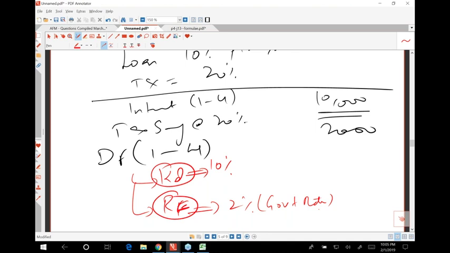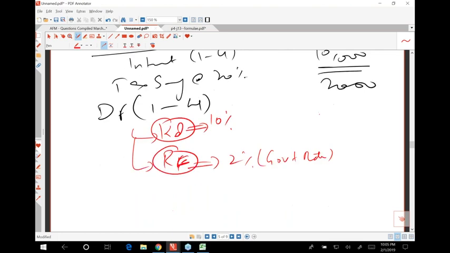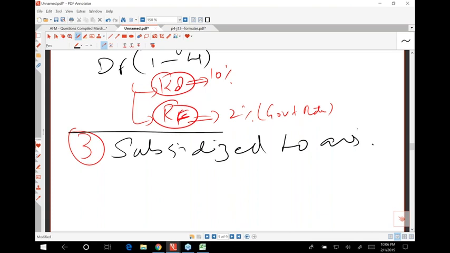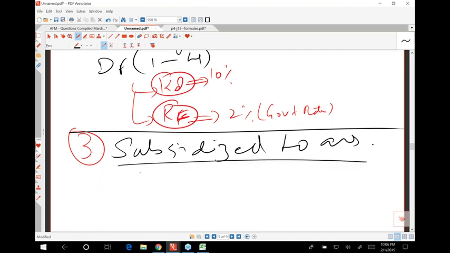Okay, now what next is there? The third one of them is basically, in case we have got subsidized loans. What happens with these subsidized loans is that the market interest rate may be 10%, and you would have gotten a loan at, let's say, 6%. So there is actually a 4% interest saved.